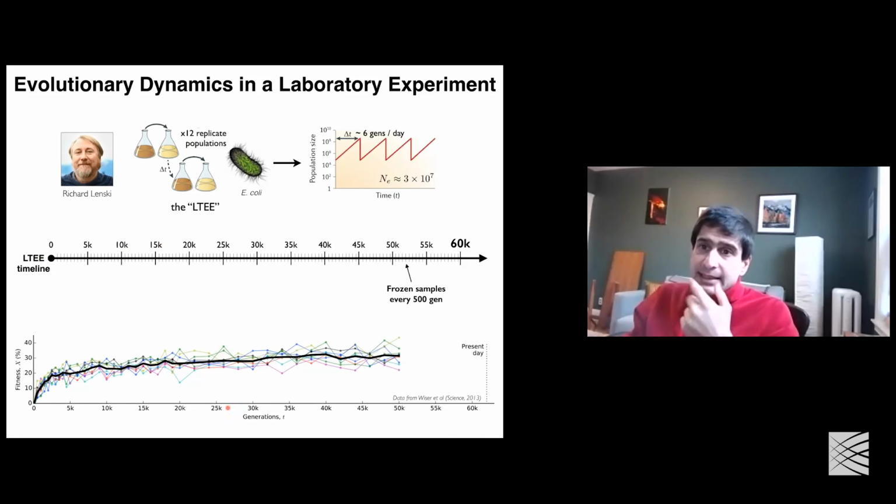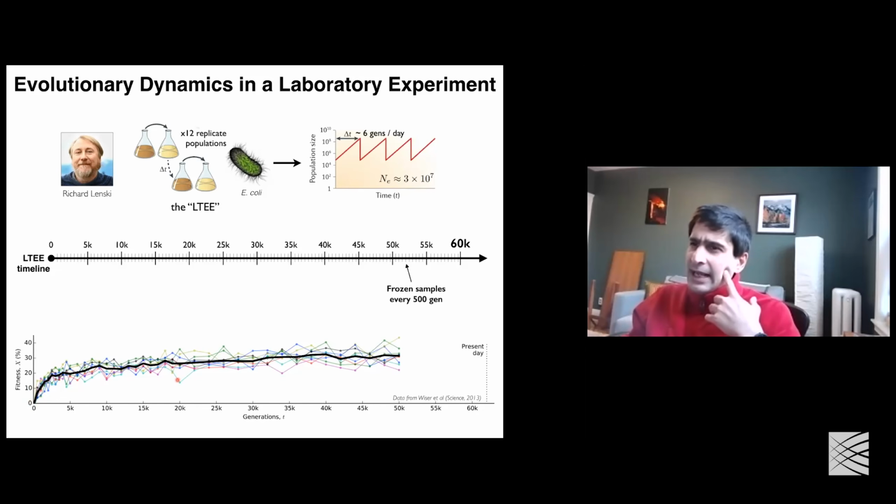And what you see in this experiment, these colored lines are the 12 replicate populations, this black is the average, is something that you very typically see across lots of these experiments. You get a fairly repeatable, predictable pattern of fitness change over time in these replicate lines. You get rapid increase in fitness, roughly 20% or so over the first few thousand generations, and then it slows down.